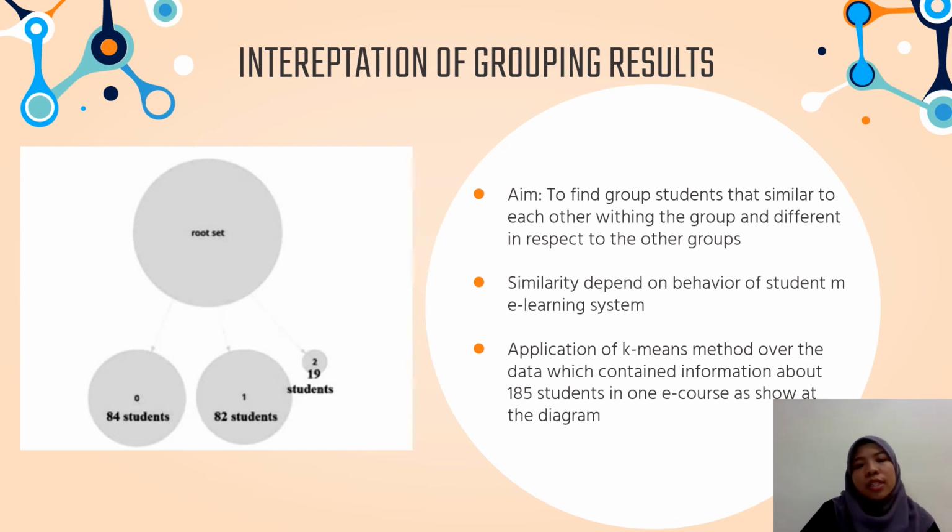Behavior intention is an important predictor of student behavior that varies between different behavior control and normative belief on the desired behavior. The K-means method was applied over the data which contain information about 185 students in one e-course, as shown in the diagram. As we can see, Group 0 contains 84 students, Group 1 contains 82 students, and Group 2 contains 19 students. This diagram represents the groups of students in the form of a tree.